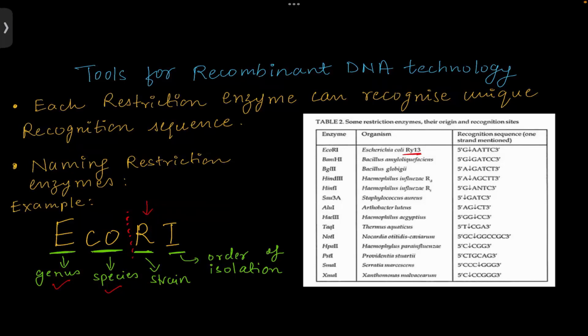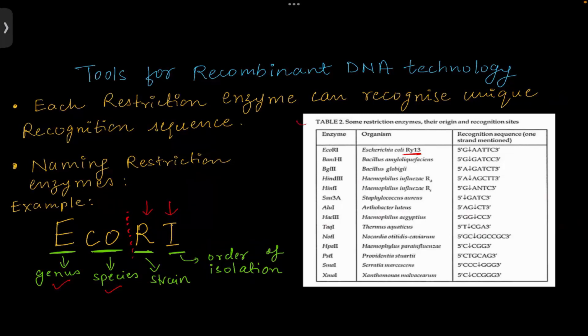So the first letter of the strain name is the fourth letter of this nomenclature of the restriction enzyme, and the Roman numeral 1 refers to the order of isolation, meaning the order in which this restriction enzyme was isolated from this particular strain of Escherichia coli. So there can be EcoR2, EcoR3, EcoR4. So 1, 2, 3, 4 refer to the order in which these enzymes were isolated by a scientist.